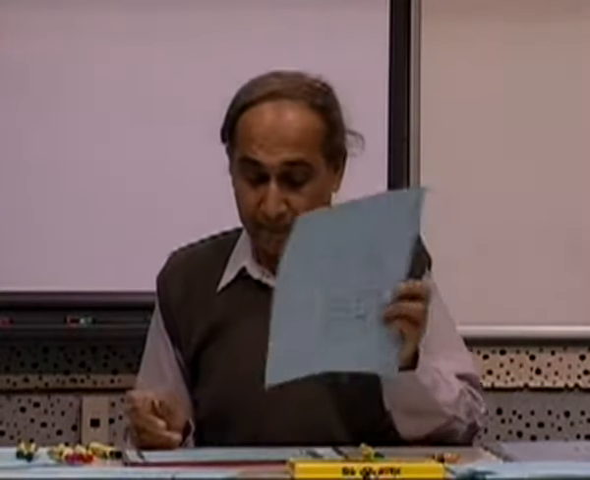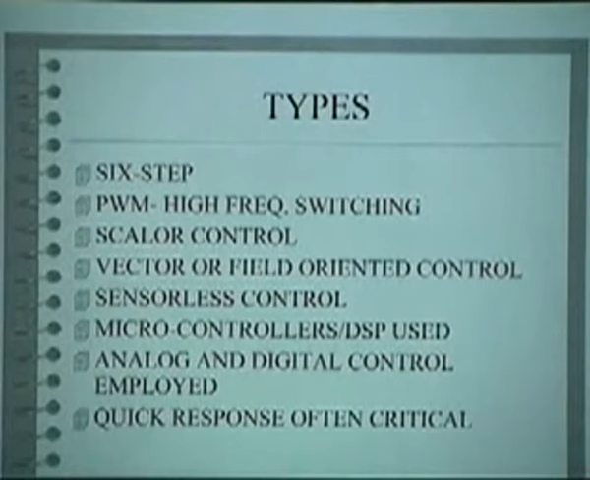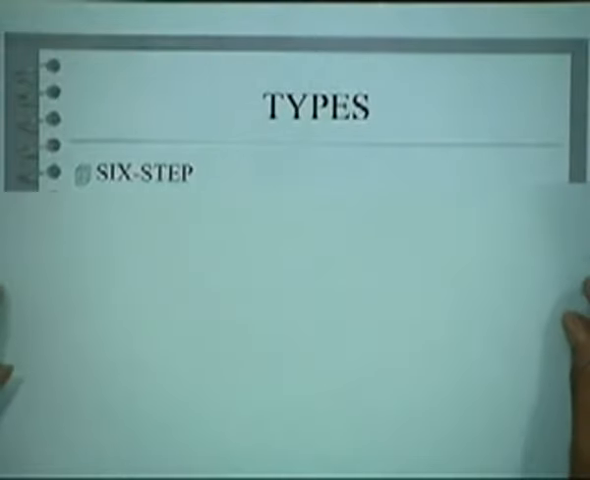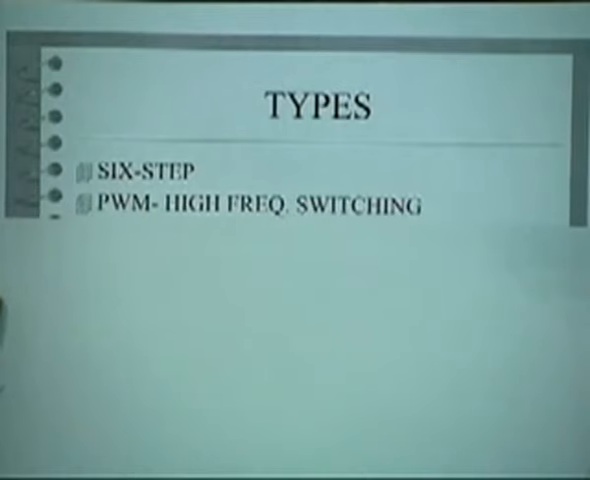Commutation is a process in which you have to switch it off, how to switch off the thyristors. Okay, and the types of inverters which are practically used, I have listed here. There is the 6-step inverter. Then the PWM high frequency inverter. PWM means pulse width modulated inverter. Okay.